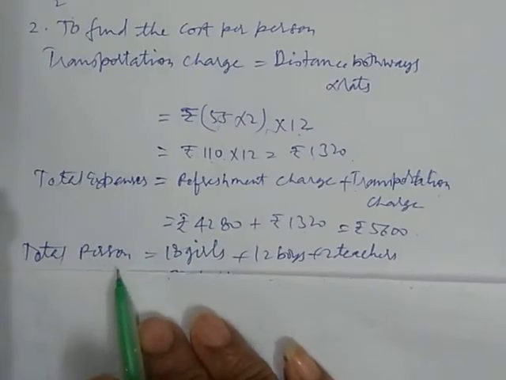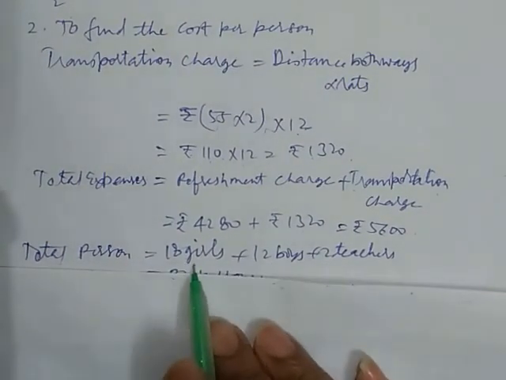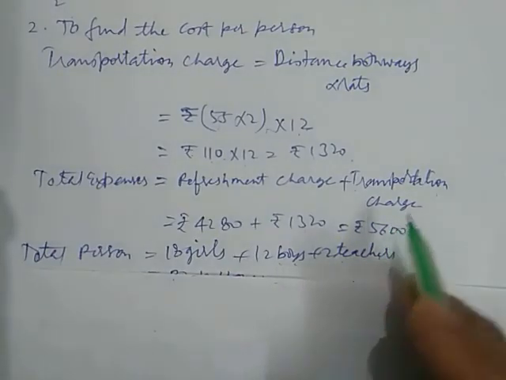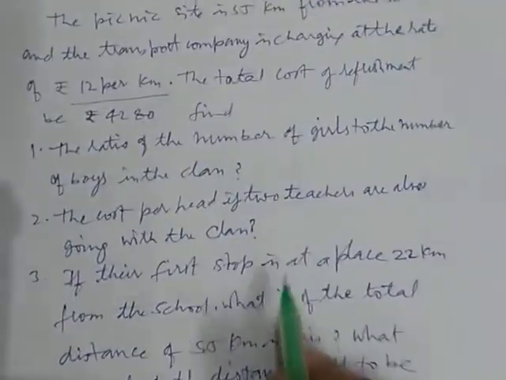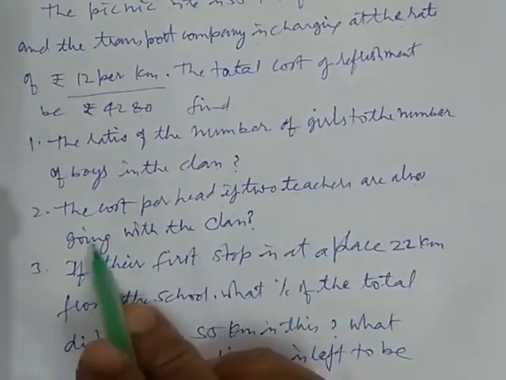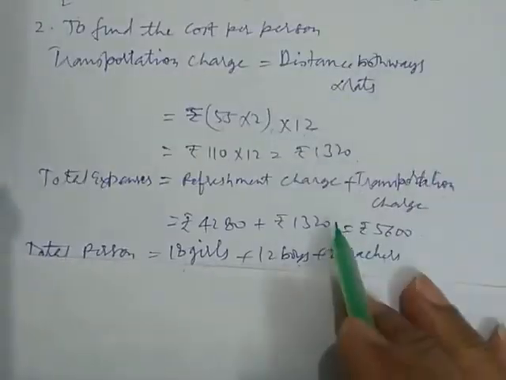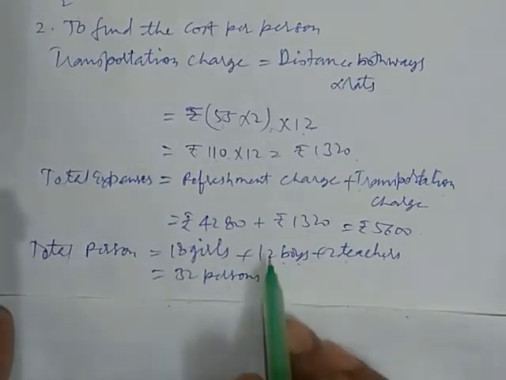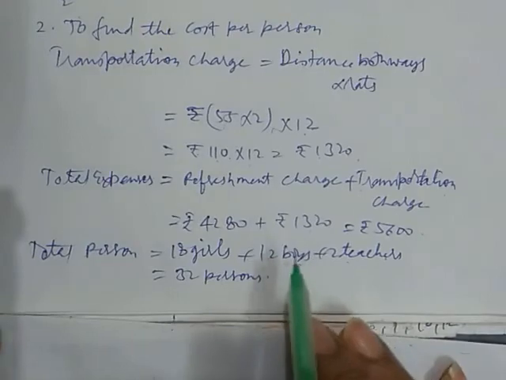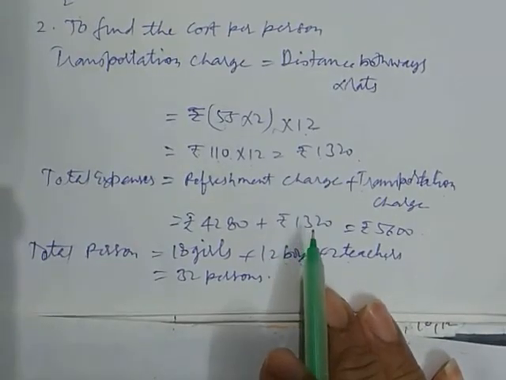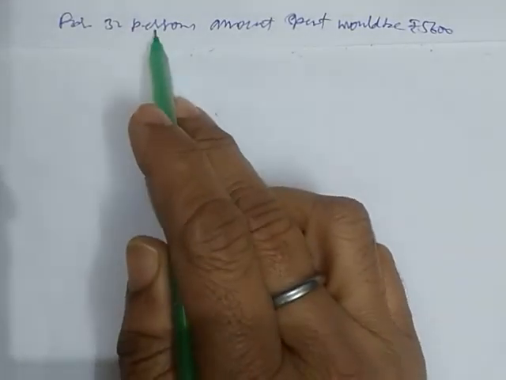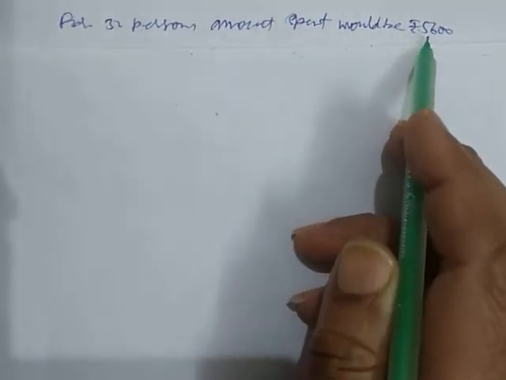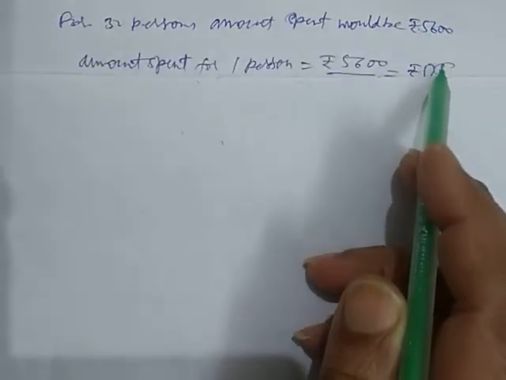Now we calculate the total persons: 18 girls, 12 boys plus 2 teachers. We also have the information that 2 teachers are going with the class, so we add the 2 teachers. So total persons become 18 plus 12 plus 2, which is 32 persons. For 32 persons the amount spent is rupees 5600.